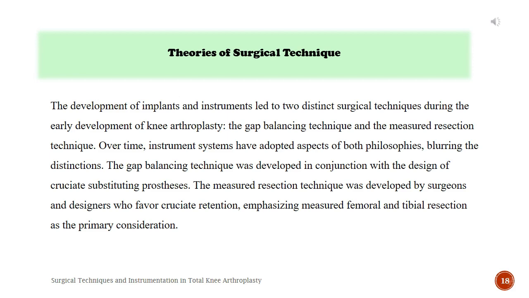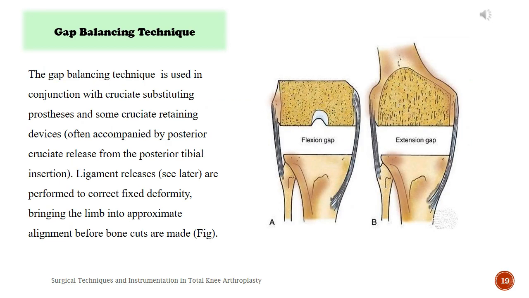Theories of surgical technique. The development of implants and instruments led to two distinct surgical techniques during the early development of knee arthroplasty: the gap balancing technique and the measured resection technique. Over time, instrument systems have adopted aspects of both philosophies, blurring the distinctions. The gap balancing technique was developed in conjunction with the design of cruciate substituting prostheses. The measured resection technique was developed by surgeons and designers who favor cruciate retention, emphasizing measured femoral and tibial resection as the primary consideration.